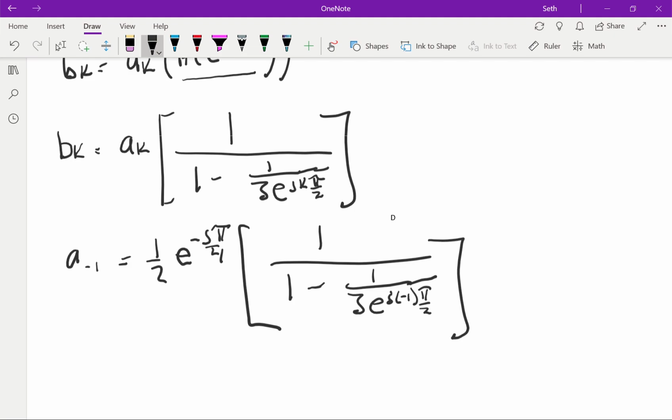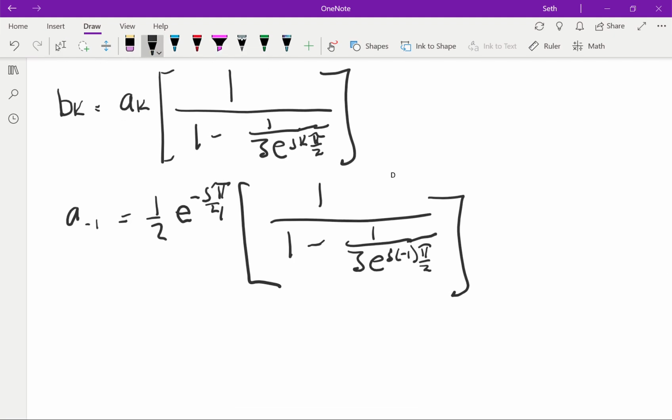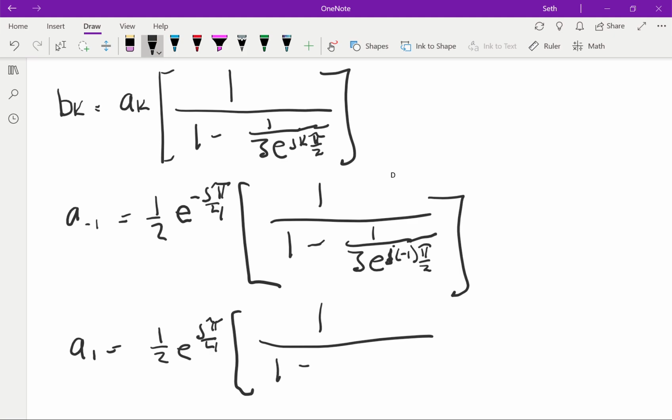What's our value for, that's a j, not a 3. That's our value for a minus 1. We're also given a1, so that's just going to be 1/2 e to the j pi over 4 times 1 over 1 minus 1/3 e to the j pi over 2. k is 1 here. Okay.